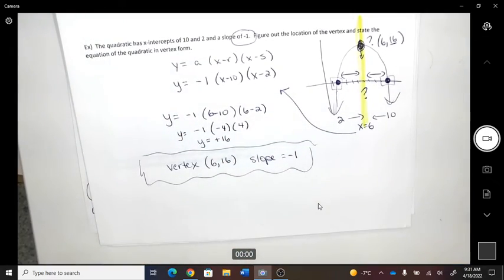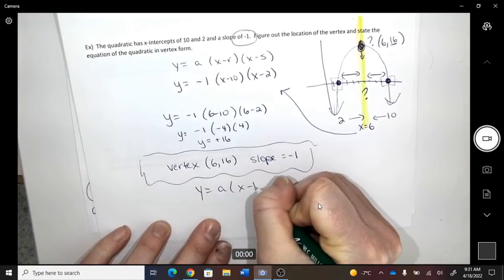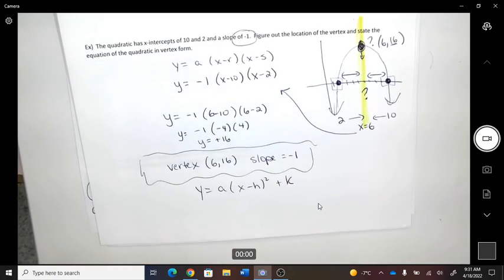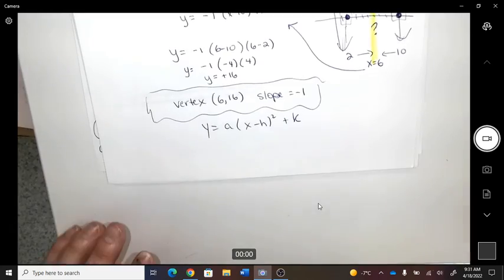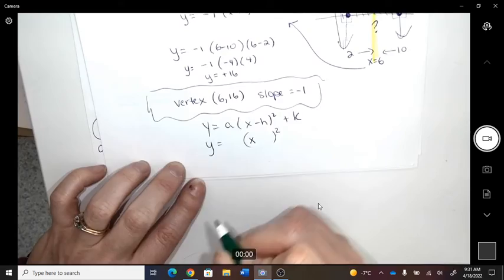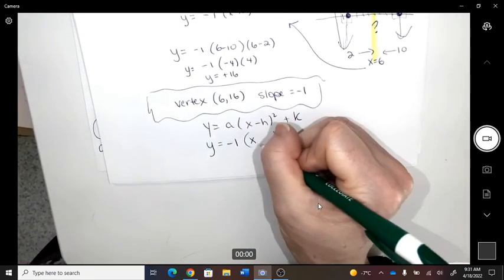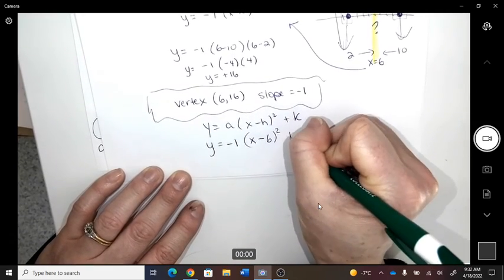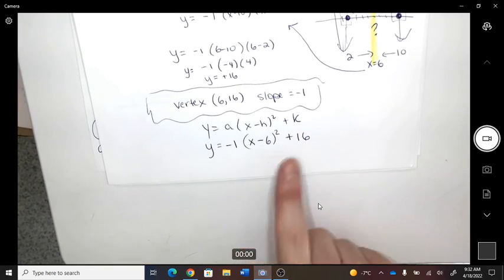Okay, so we figured out those two things, those big ideas. So could you put that into the other form? Do you remember the other form? This is the one we were working with before. Vertex form. So remember, leave y alone, leave x alone when you write your final answer. Plug in -1 for slope, -6, and +16. So that one's always opposite, and that one's always the same.